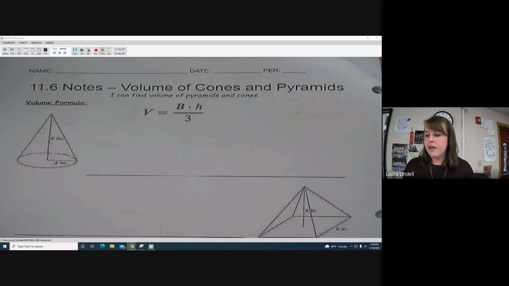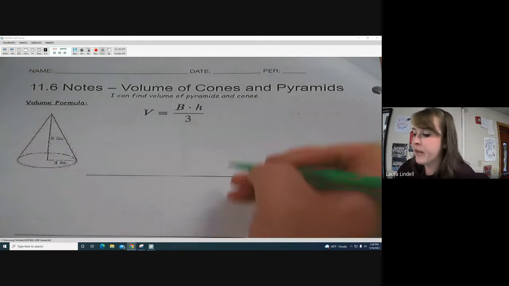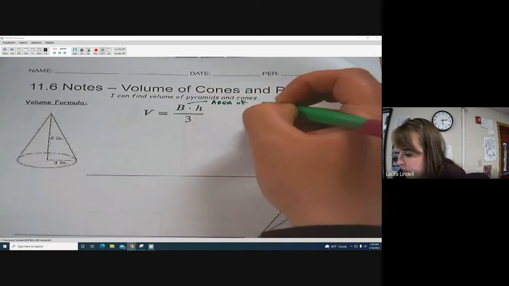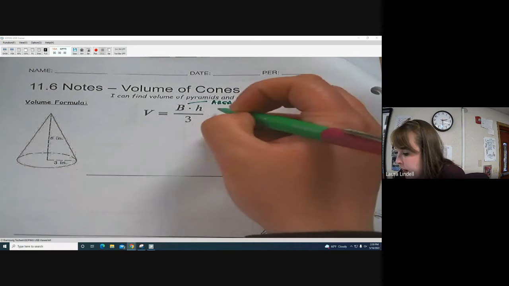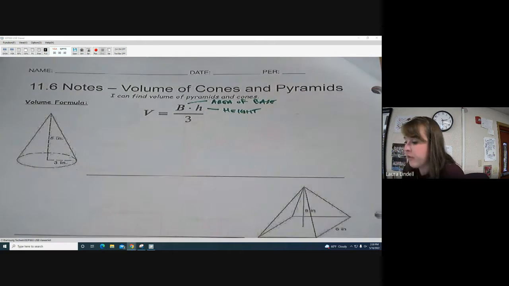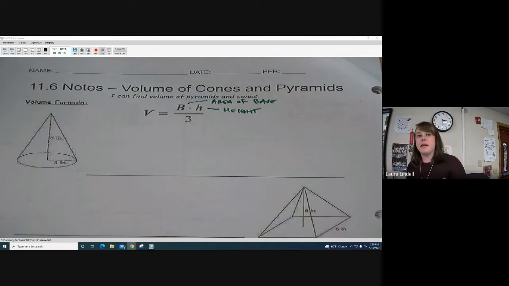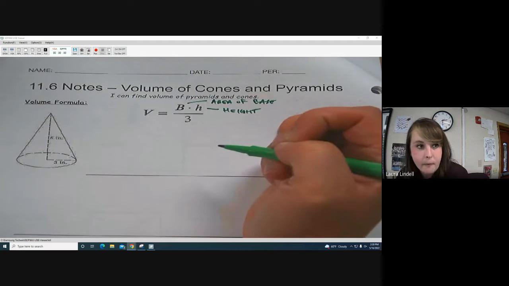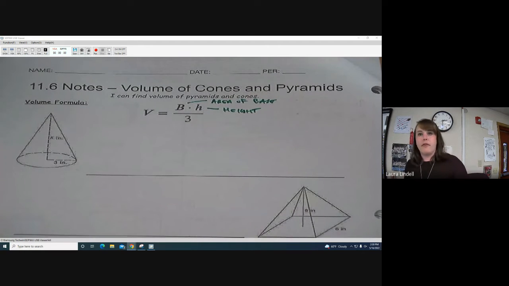So here we go. Volume formula, almost the same thing again. Capital B still stands for area of the base. H still stands for the height. Although instead of being the distance between the two bases, this time it's the distance between the pointy tip and the base. So the distance between the point and the base. And then we divide by 3. So these volume problems are going to go very similarly to the ones that we had yesterday with 11.5.